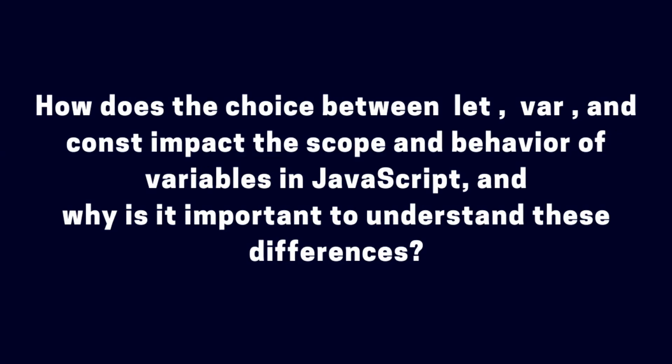How does the choice between the let keyword, var keyword, and const keyword impact the scope and behavior of variables in JavaScript? And why is it important to understand these differences?